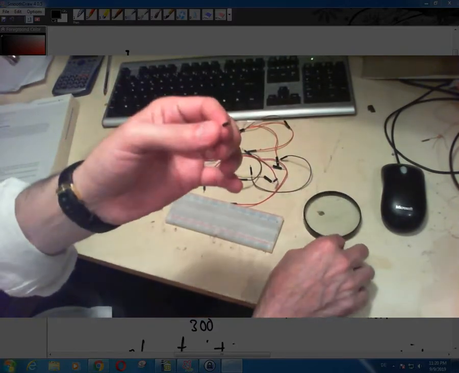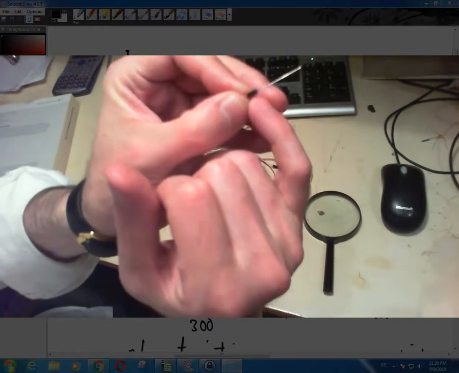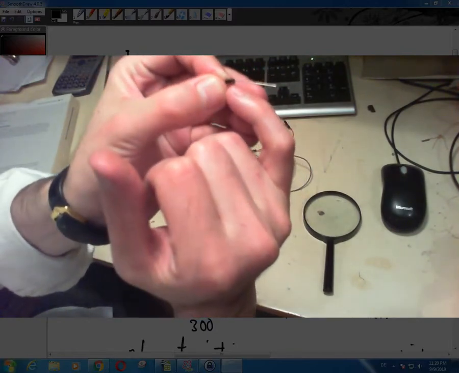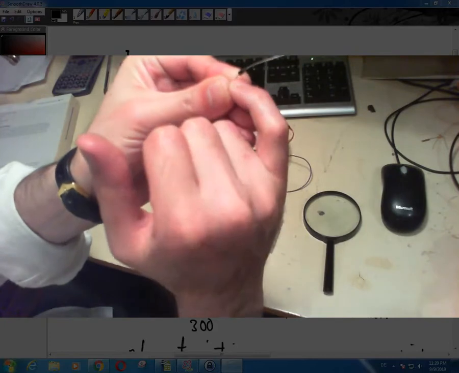Well, anyway, on the diode you have a band on one side, and this band is the cathode. The other side is the anode.